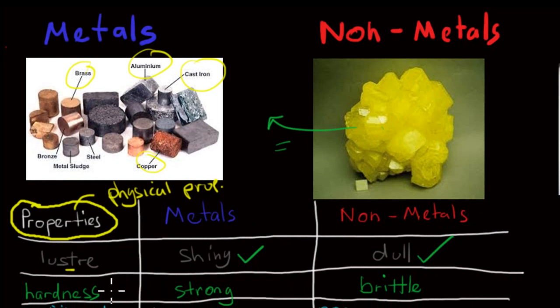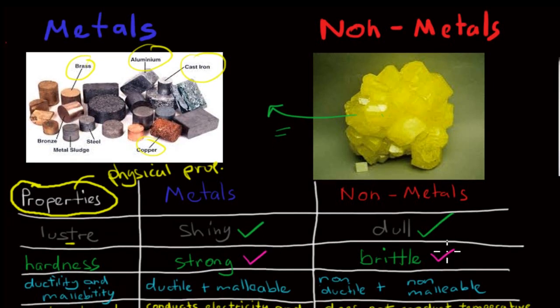Now when it comes to hardness, hardness means how strong or how hard they are. Metals, we say they're strong or hard, whereas non-metals are brittle. It doesn't mean that they're soft, but if we were to actually try to break it, it'd be hard to break a metal, and if we break it, it would be a clean break. But if it's a non-metal, as soon as we put some pressure on, it will break apart in a non-uniform way, so it's brittle. That's what that means.